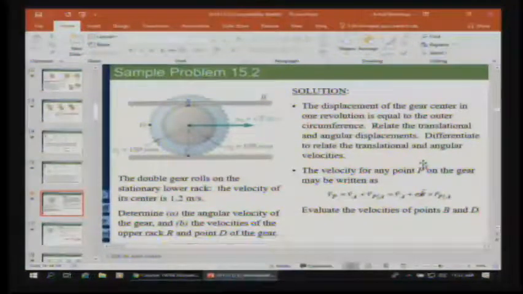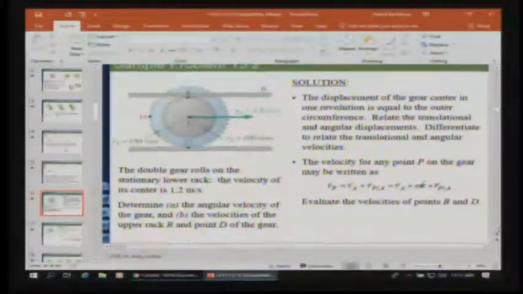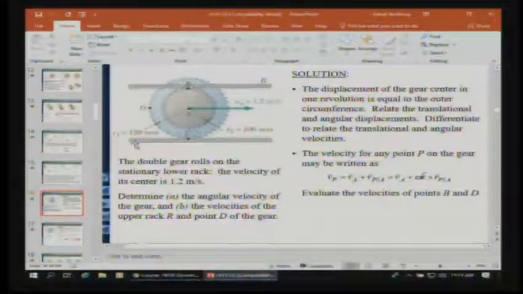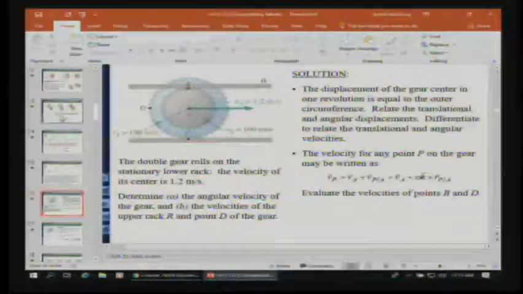And this is a gear with a fixed bar and a moving bar. This is another kind of classical problem. We're not going to do one like this. We may do one. There's another class of problems, or another way to view this class of problems. We may do one that looks like this later. But basically, we have a stationary lower rack, and then we have an upper rack that moves. And the question says the displacement of the gear center in one revolution is equal to the outer circumference.